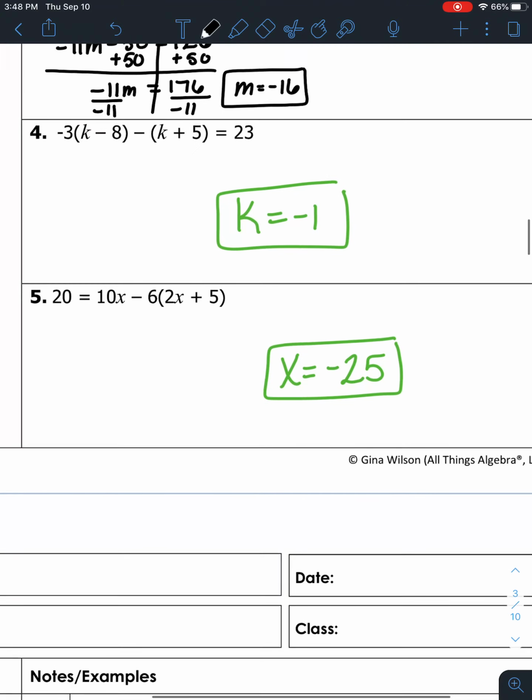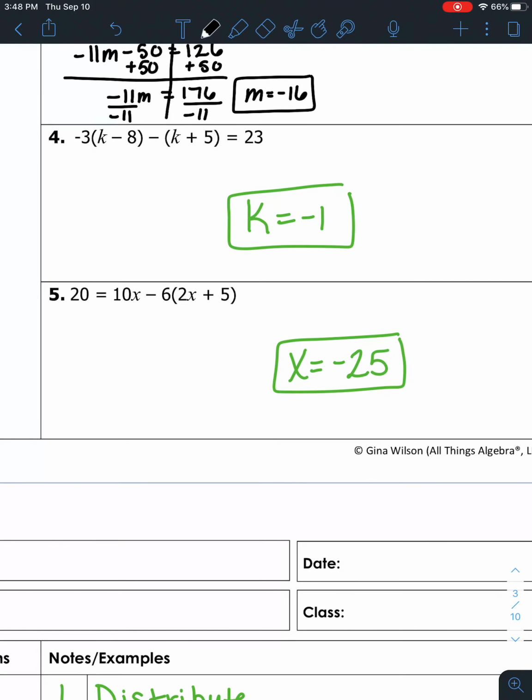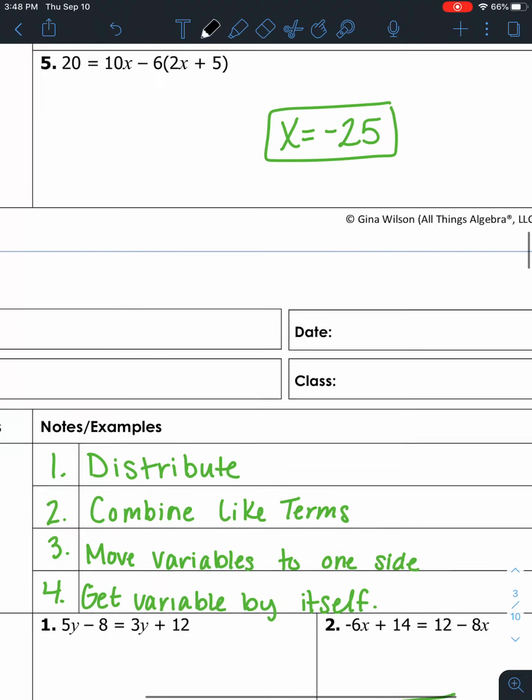4 and 5 I've already done. You should get k equals negative 1 and x equals negative 25. If you don't get those, please come see me and we can work some questions out together to make sure that we get those right steps.